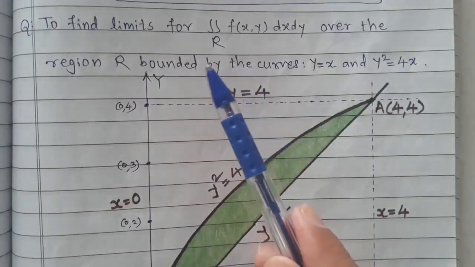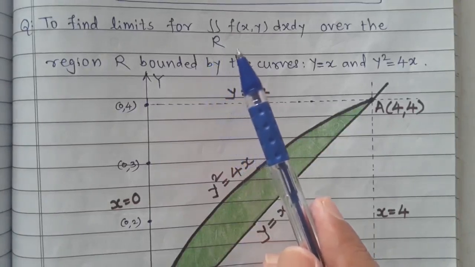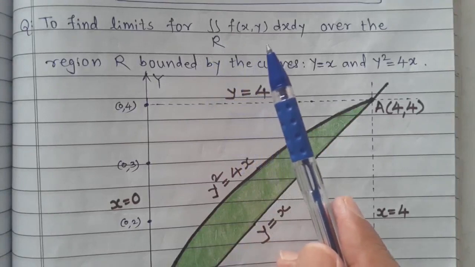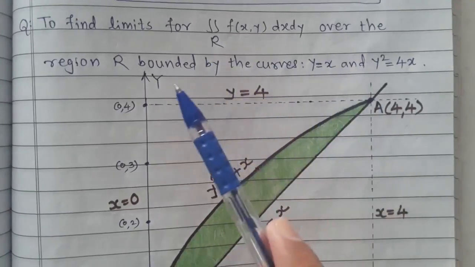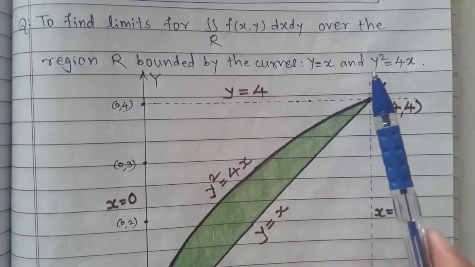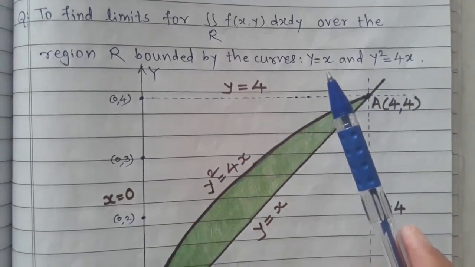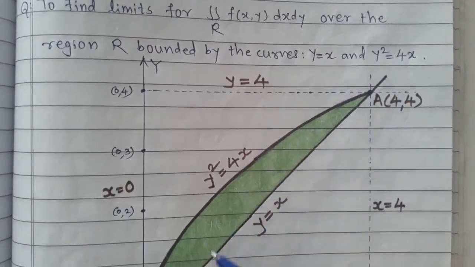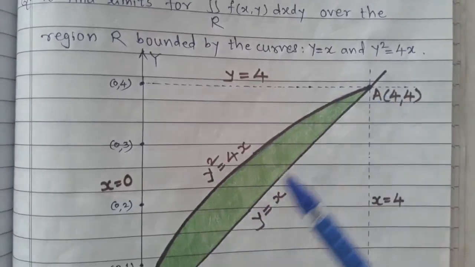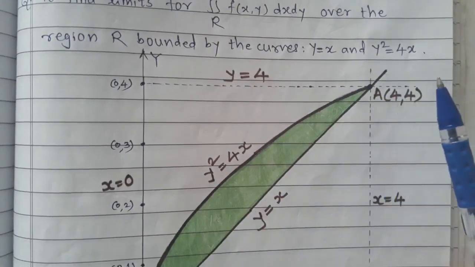To clear this point, we will consider one more case. Find the limits for the double integration over R of f of xy dx dy over the region R bounded by the curves y is equal to x and y square is equal to 4x. So see that y is equal to x is this line passing through the points 0, 0, 1, 1, 2, 2, 3, 3, 4, 4 like that.